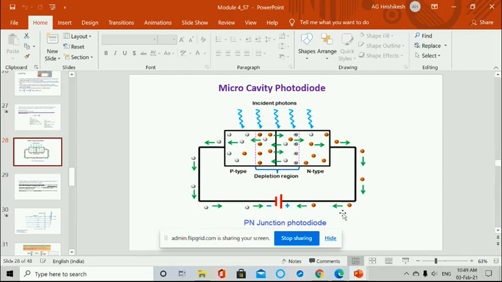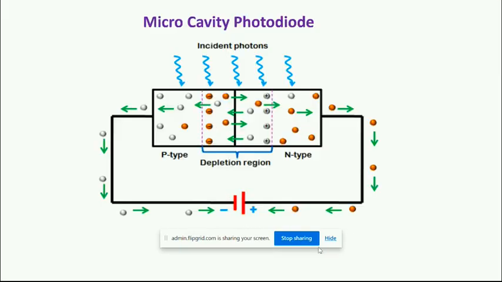So this is a general block diagram of a photodiode. You are aware of this one. This is a depletion region where the incident photons are coming, and they separate out the electrons and holes. So there is an electron flow through the junction of the diode, and that makes a photocurrent. And this is a photodiode.